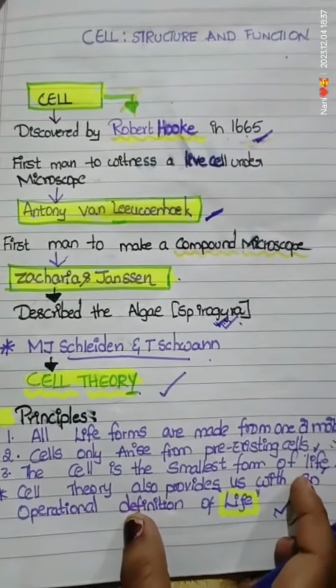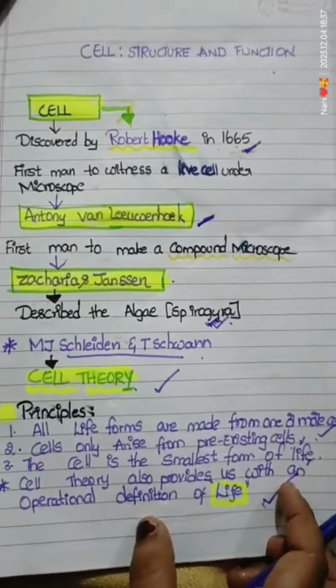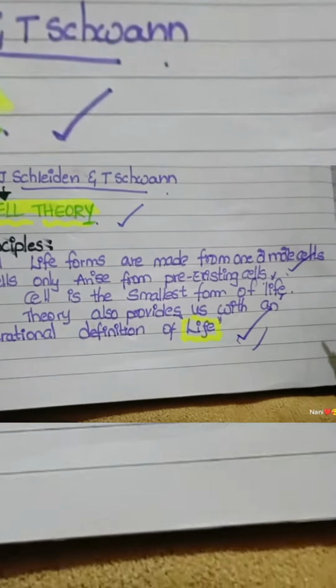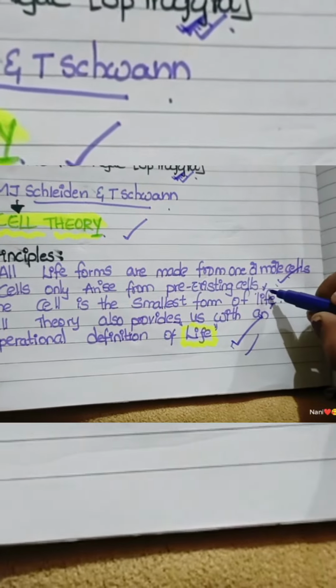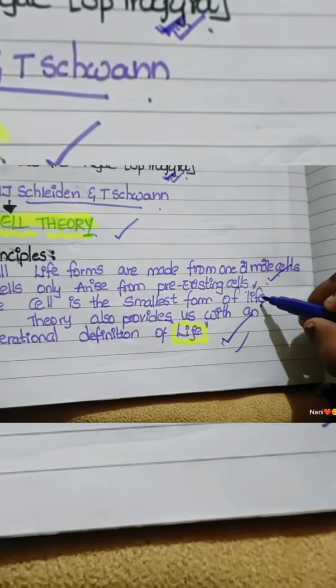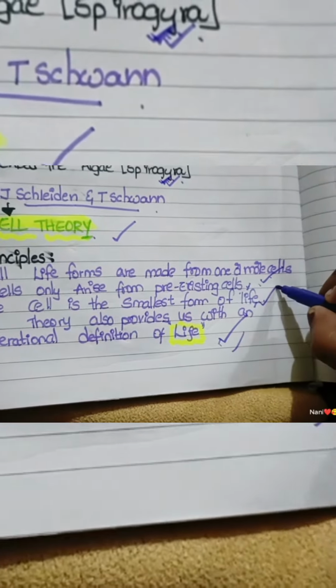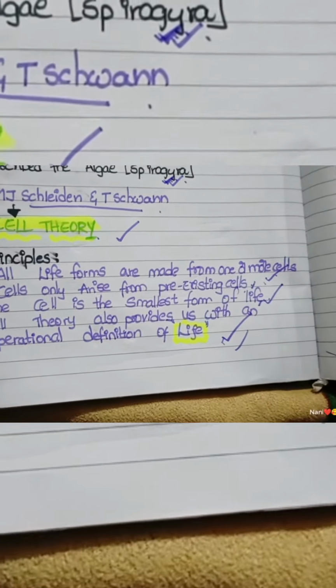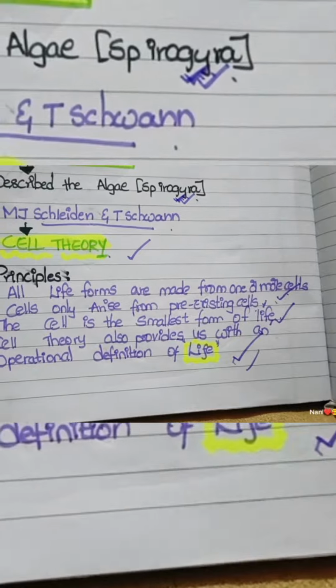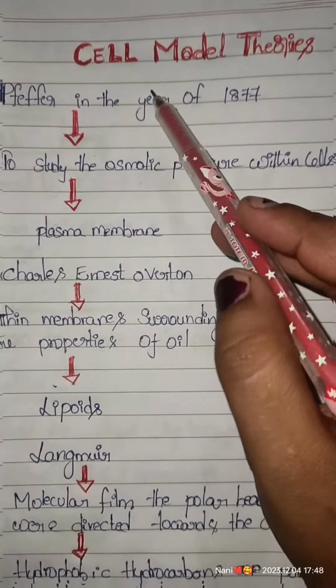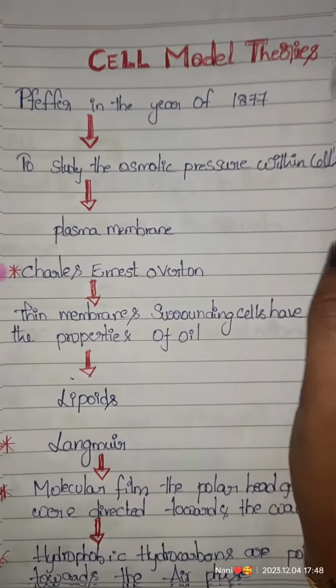So these are some principles which came under the cell theory. All life forms are made from one or more cells. Cells only arise from pre-existing cells, and the cell is the smallest form of life, and the cell also provides us with an operational definition of life. Here I am explaining about the cell model theories.